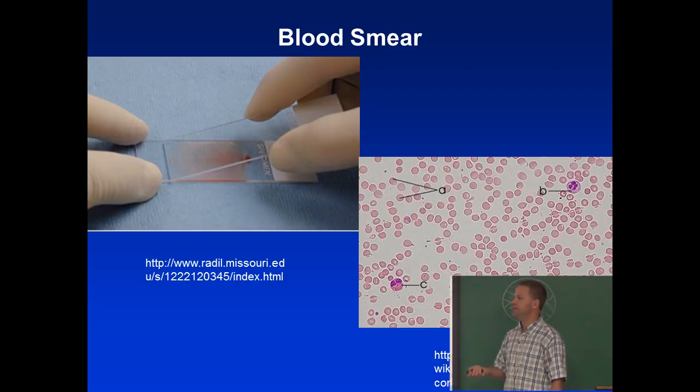But we do blood smears so that we can look at the relative numbers of the white blood cells to each other and also get an idea of the morphology and the shape of the red blood cells. So when you take the lab techniques class, you'll do a lot of blood smears. You'll probably each do at least 300 or 400 blood smears in the semester.